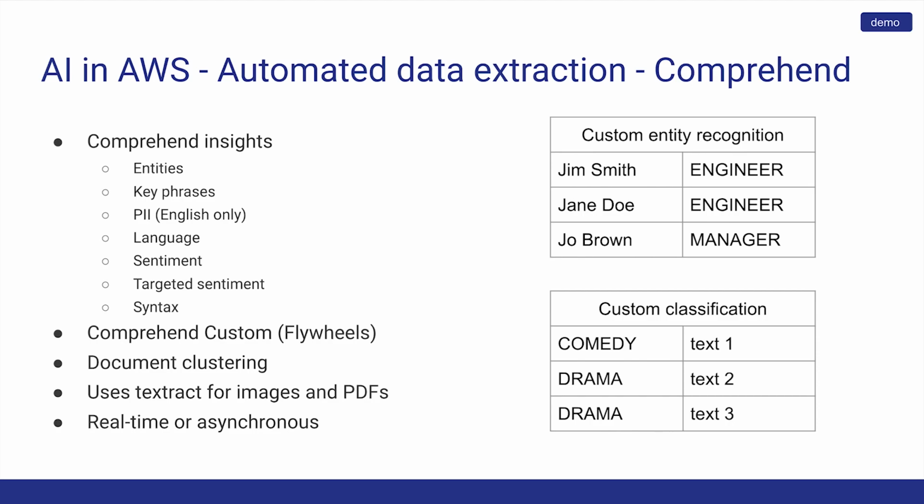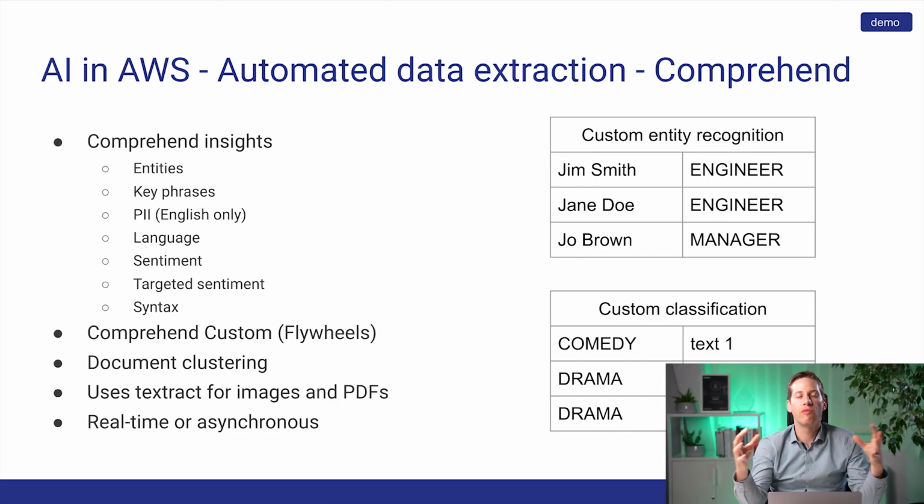And to make this whole workflow easier for you, now we have flywheels, which is a tool that can help you from the beginning to the end in the whole journey of this model creation, because you need to provide the data, you need to tune it, you need to create versions, you need to publish it, and this whole workflow is made easier with flywheels. So now let's have a look at Comprehend in the AWS console.